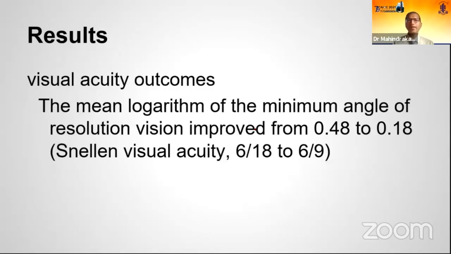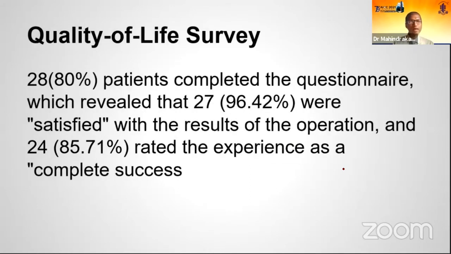So the mean logMAR vision improved. The Snellen's visual acuity had also improved from 6/18 to 6/9. The quality of life questionnaire was also done, and there was a significant improvement with 96% of patients saying satisfied and 85% of patients showing a complete success. Complete success was defined as freedom from the symptoms.